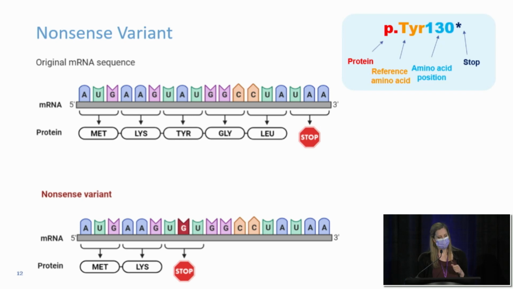And this is how this gets written. Again, we have our p dot, our TYR 130, showing that we expected to see tyrosine at position 130. But then they denote that there's an early stop, either by a star or sometimes you'll see an X. So this is saying that that protein gets cut off now at position 130.